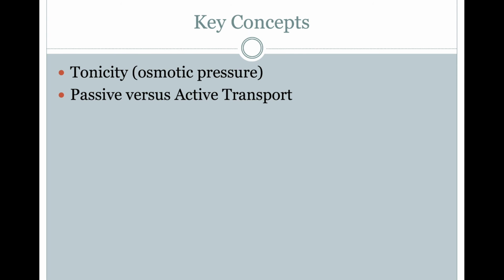The first 2 in this first set of slides are understanding tonicity. This is also known as osmotic pressure, or the movement of water into and out of the cell, depending upon the environmental and intracellular solute concentrations. And the second key concept is passive versus active transport.